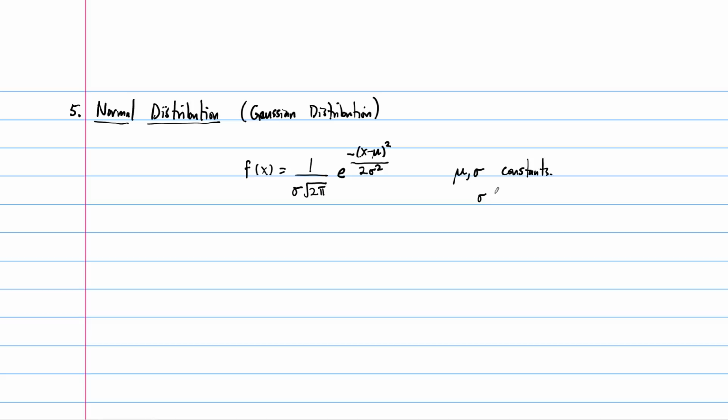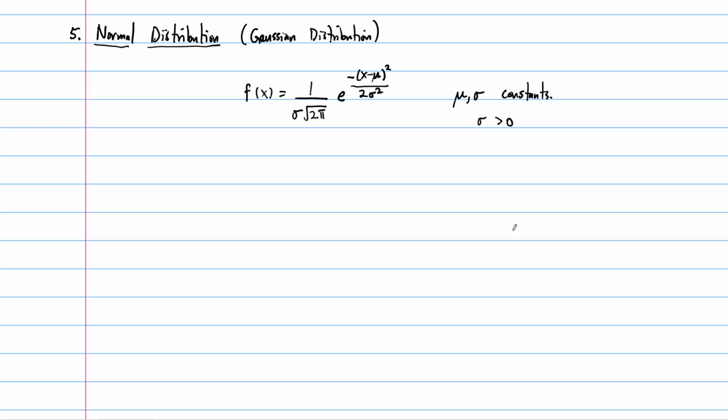Sigma itself must be non-negative. It's got to be positive. Okay? So that's the criteria on the sigma. And how do these work?